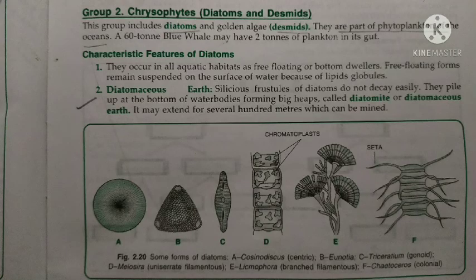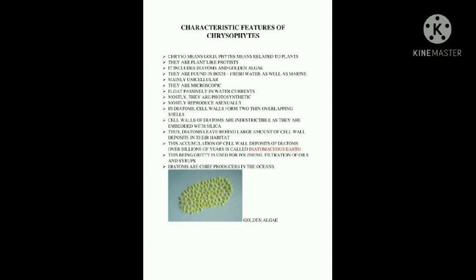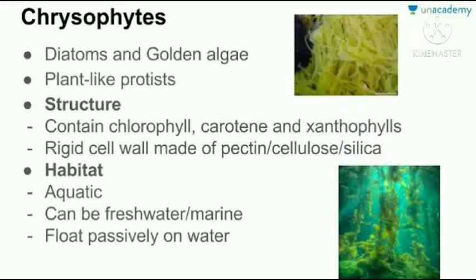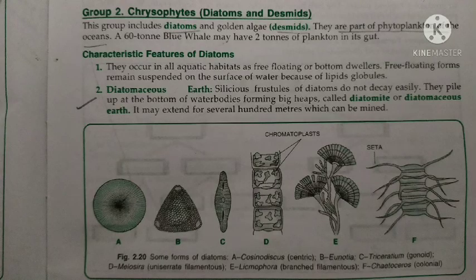So, let us see the group chrysophytes. It includes two members, that is diatoms and desmids. These organisms are aquatic and photosynthetic. They may be found floating on water, they are microscopic, and they are the chief producers of the oceans. So let us see first of all the diatoms.